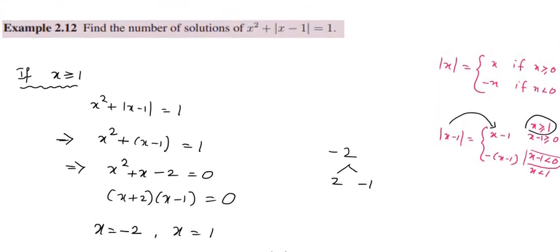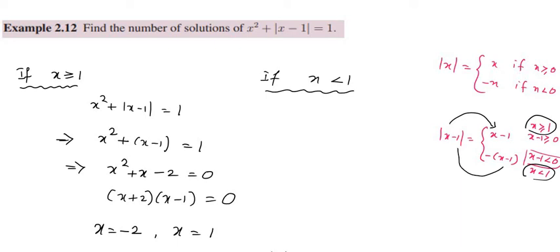Now suppose I take x is less than 1. I am writing on the side: if x is less than 1, second case. What is the value when x is less than 1? Let's see the right side. When x is less than 1, what is modulus of x minus 1? Modulus of x minus 1 is minus of x minus 1. So x square plus modulus of x minus 1 equal to 1.